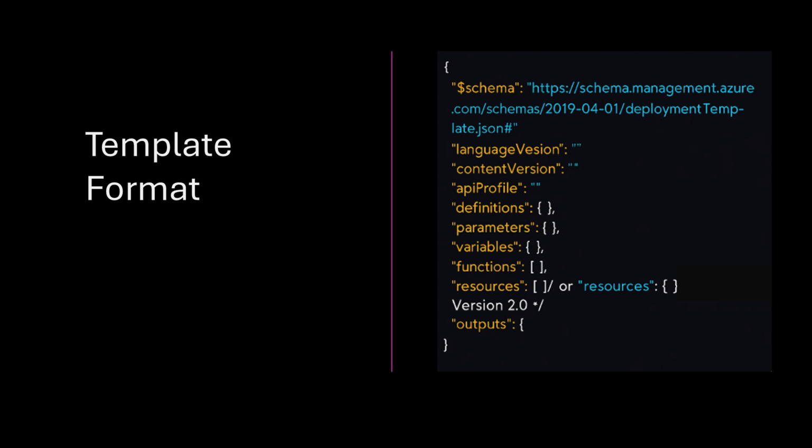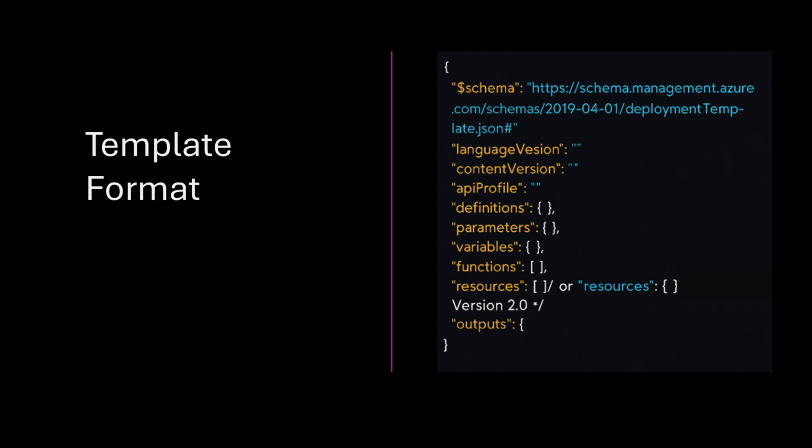In contentVersion, you specify the version of your template. It's useful for tracking changes over time. You can use this to manage updates and revisions as your infrastructure grows or evolves. Parameters let you make your template dynamic. Instead of hard-coding values like region names or storage account types, you define them as parameters. This way, you can pass in different values during deployment and reuse the same template in various environments.